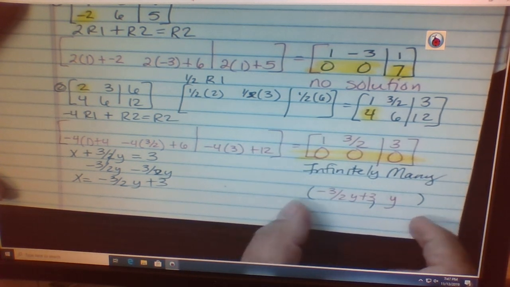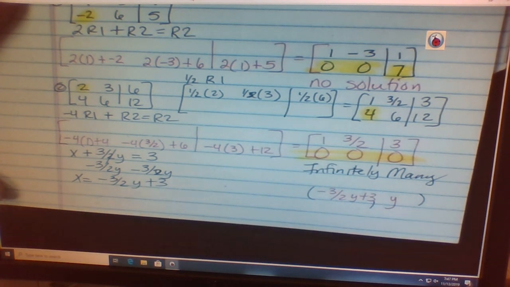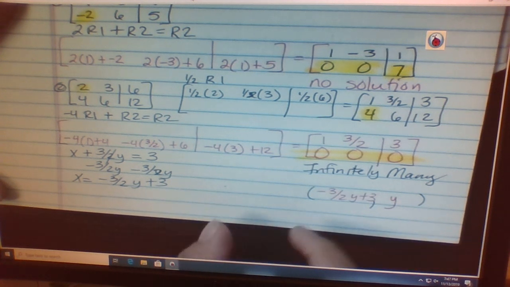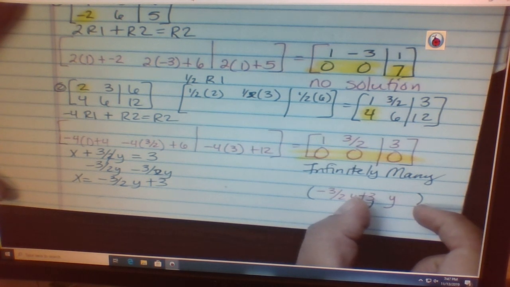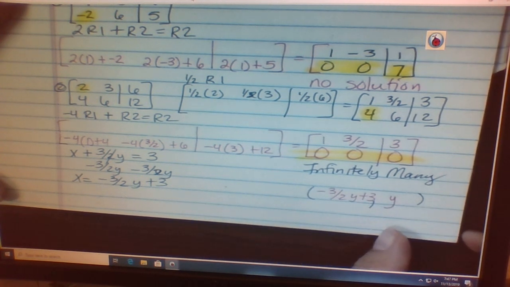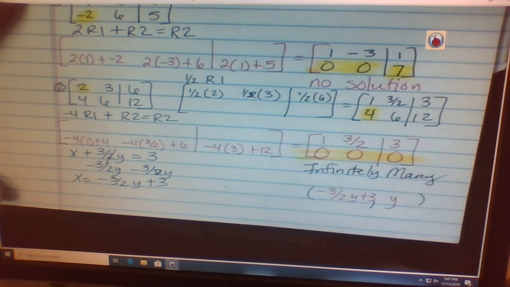So this is the way they do it. Now, in your problems, when you have x, y, and z, every single thing has to have a z. Your x is going to have something in z, your y is going to have something in z, because everything's going to be in terms of z. Everything here is in terms of y because we have x and y.